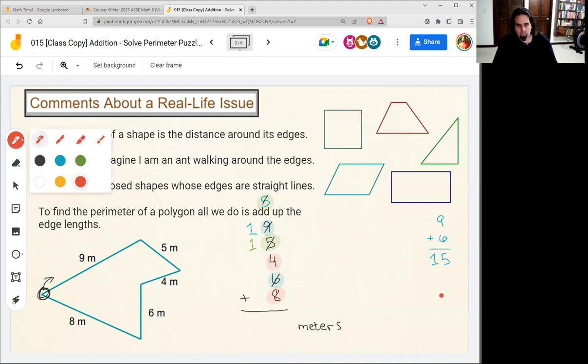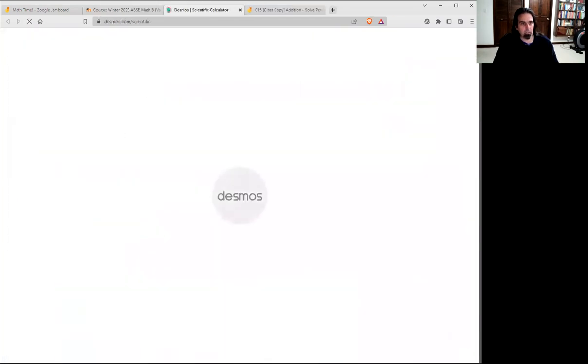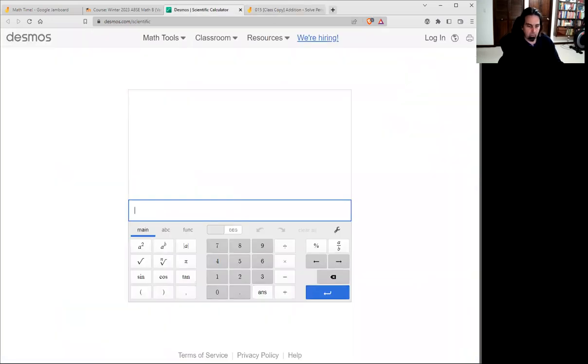I wouldn't normally write these off on the side like this, but I want you to be able to see in front of you what I'm thinking. 8 and 4 is 12. So I put the 2 there and I carry the 1. And then 10, 20, 30, I have 3 different 10s. I could check this on my calculator. So let's look at a calculator and do 9 plus 5 plus 4 plus 6 plus 8, and 32 is my answer.